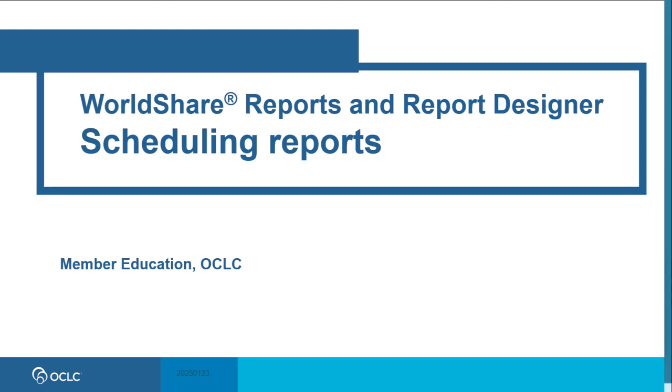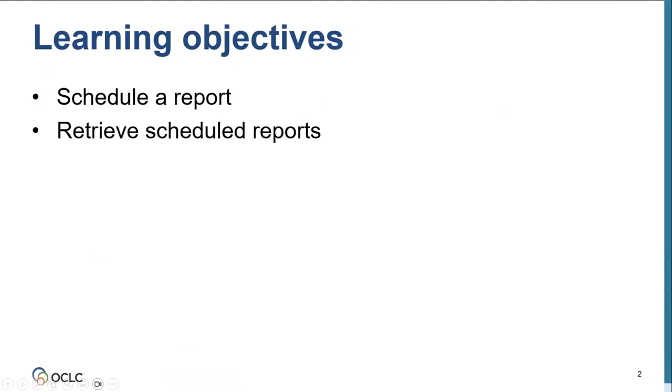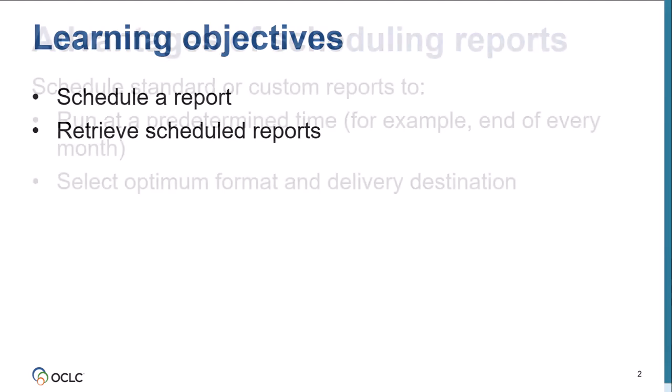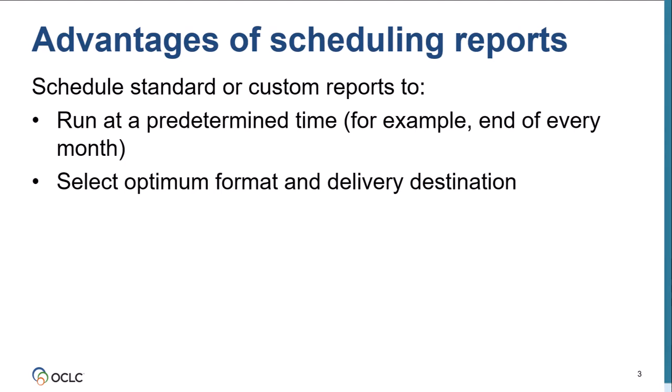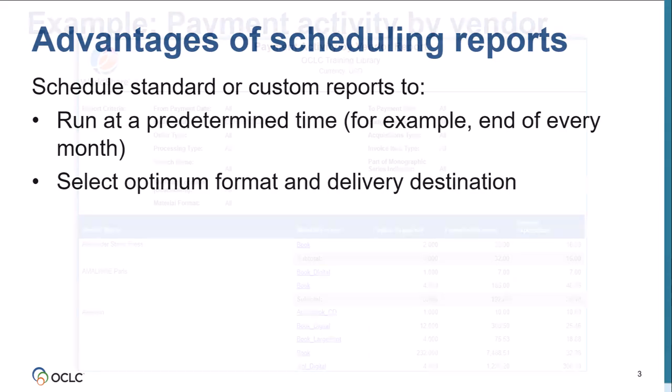After watching this video about scheduling reports, you should be able to schedule a report, including selecting a destination, and retrieve scheduled reports. You can schedule both standard and custom reports to run one time or on a recurring basis, for example, the end of every month. And you can select an optimum format, for example, Excel or PDF, and a delivery destination.